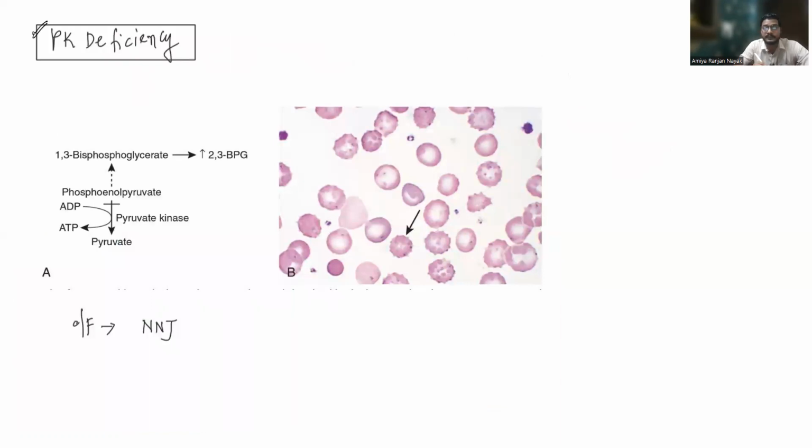Pyruvate kinase deficiency. Now you have to remember that pyruvate kinase deficiency is the most common glycolytic pathway enzyme defect that can cause hemolytic anemia. So you have to read the question carefully. Many times they ask what is the most common glycolytic pathway enzyme defect that can cause hemolytic anemia. Yes, hemolytic anemia, and we tend to answer G6PD deficiency, but that is not the answer. If they ask you about the glycolytic pathway, it is the pyruvate kinase.